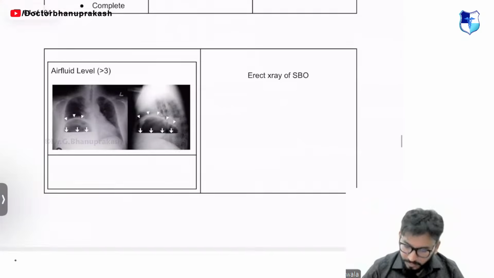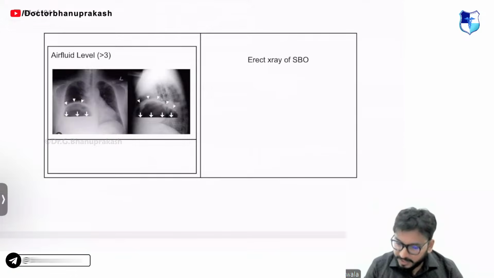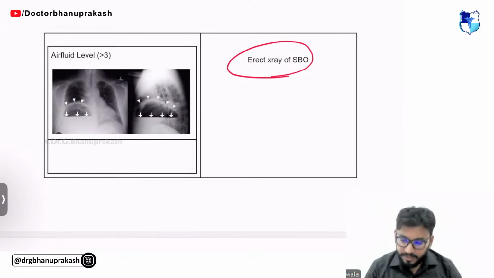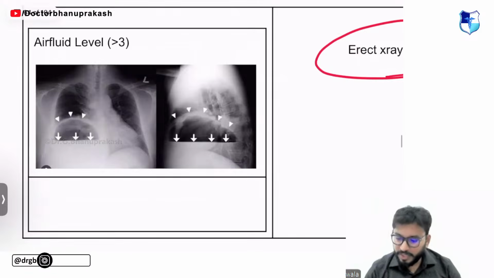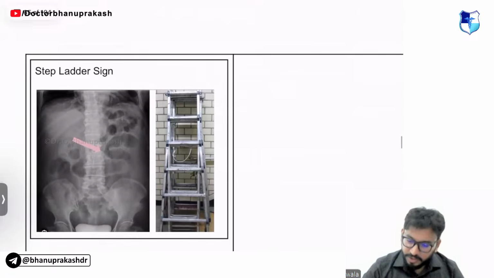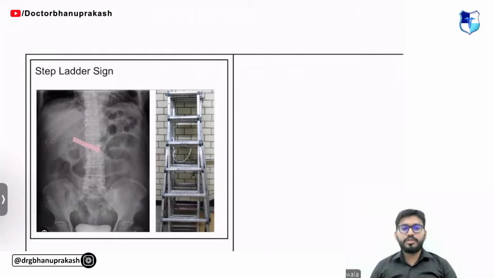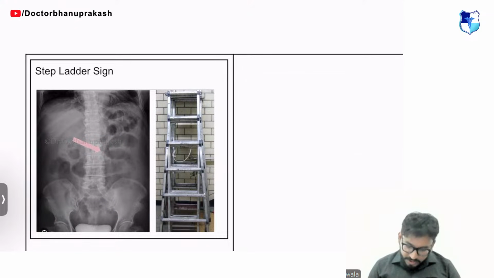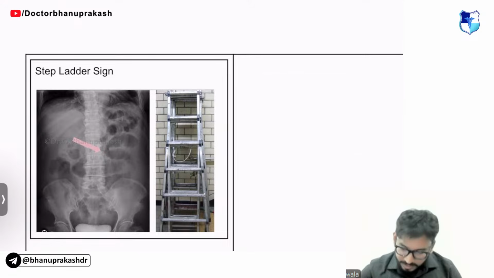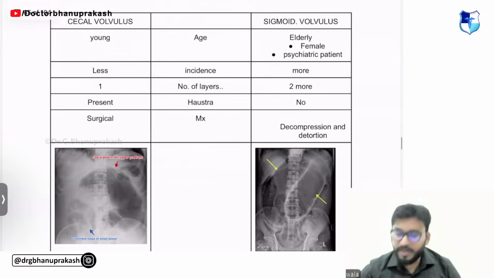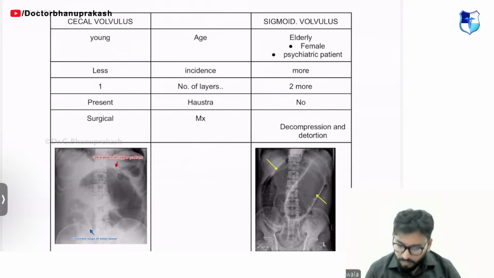Air fluid level: on direct X-ray of small bowel obstruction, you will see more than 3 air fluid levels. Look at this. More than 3 air fluid levels you will see. And step ladder sign, yes, you are absolutely right. Step ladder sign is also seen. Can you make out the step ladder? This is not really very important, so we'll just move on.